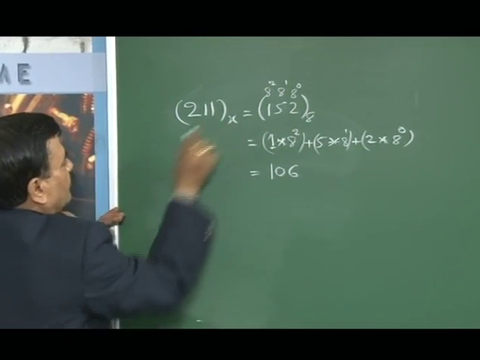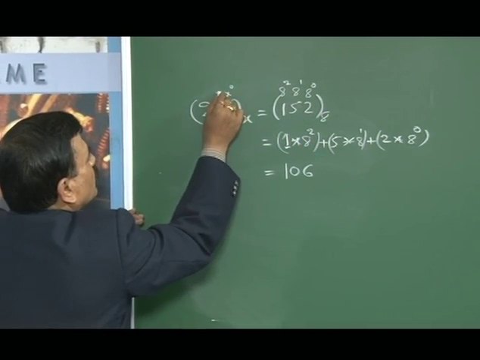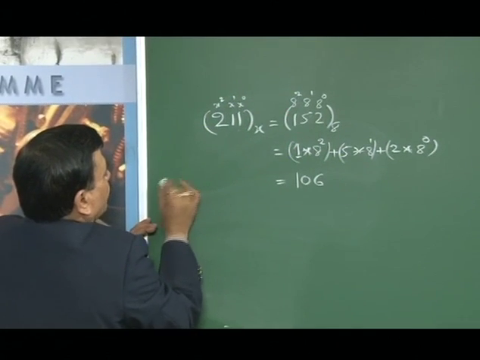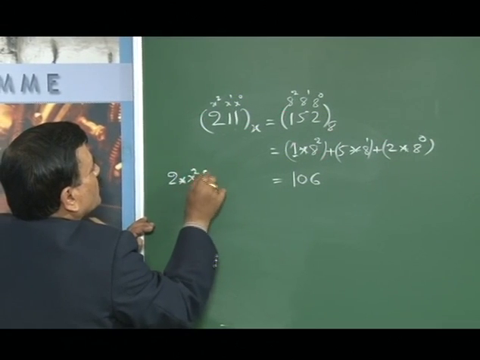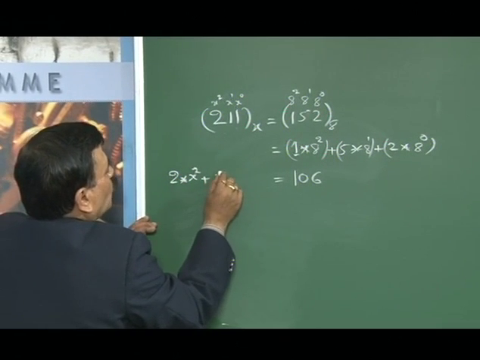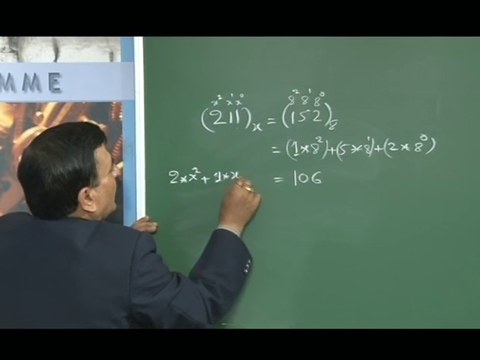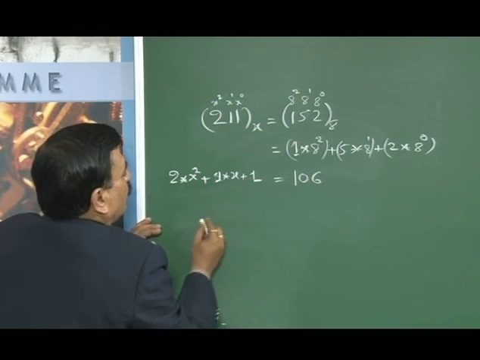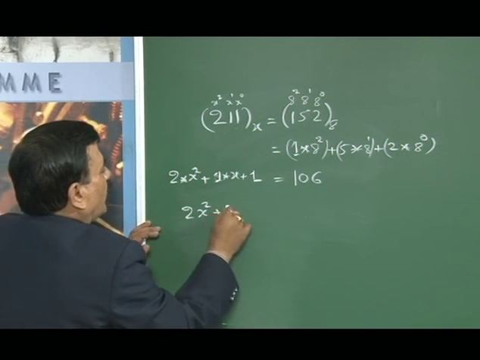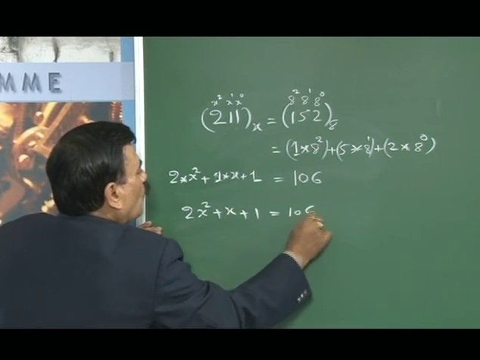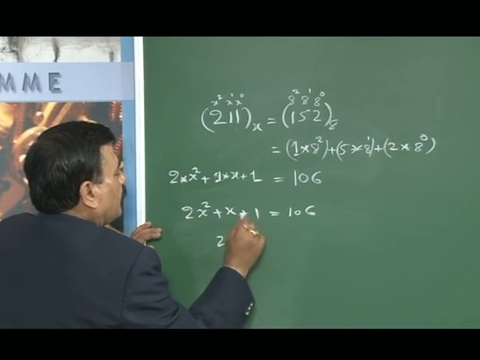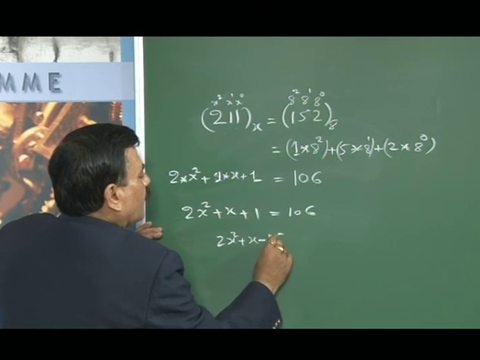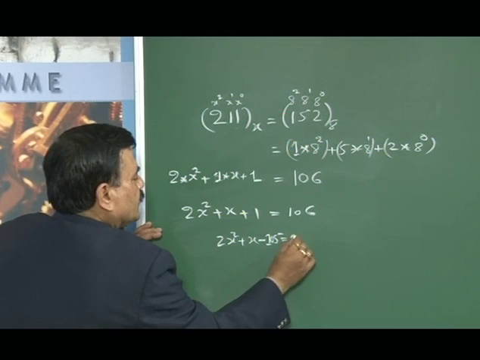Then, decoding the other number, the digits carry x to the power 0, x to the power 1, and x to the power 2. So we can write 2 into x to the power 2 plus 1 into x plus 1 into x to the power 0, which is 1. Therefore, 2x square plus x plus 1 is equal to 106. Then 2x square plus x minus 105 is equal to 0.